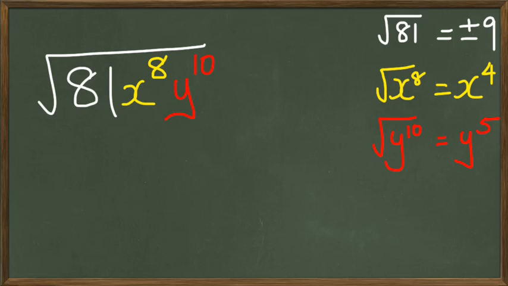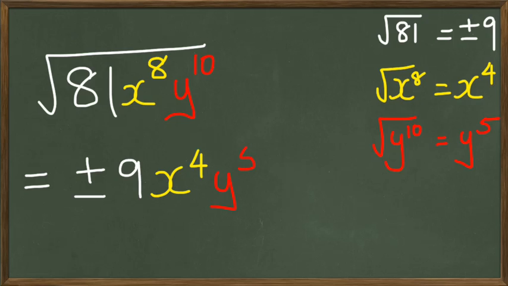So the answer for this question is going to be plus or minus 9 x to the power of 4 y to the power of 5.